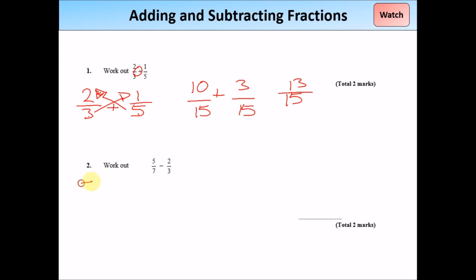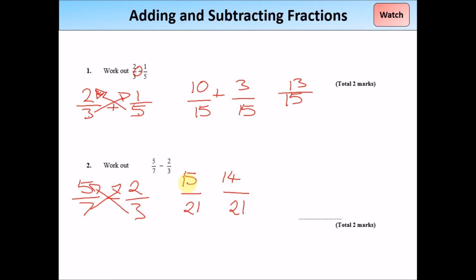So 5 over 7, take away 2 over 3. My method is going to start the same. Make the bottoms the same. So times them. So 7 times 3 is everyone's favourite number from a couple of years ago. It's 21. Now, how did 3 turn into 21? Well, you times it by 7. So you're going to do the same to the top up here. 7 times 2 is 14. You're then going to do 3 times 5 is 15.